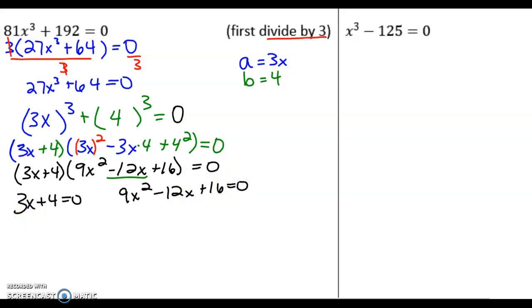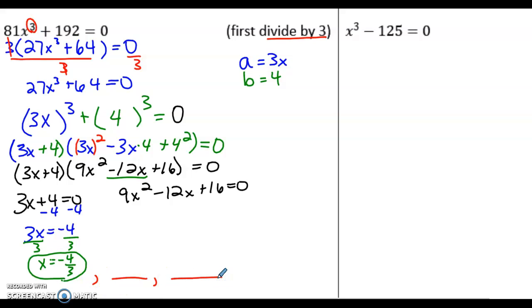And the first one's easy to find. You could have probably found it from the very beginning by just subtracting 192, dividing by 81, and taking the cubed root. And that would give you, if we divide by 3, x equals negative 4/3. So that's the obvious answer that you probably could have got without doing all of this. But since it's to the third power, there's also 2 more answers. Okay, there's 2 more times where this function has a solution.